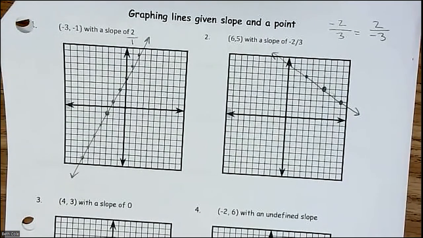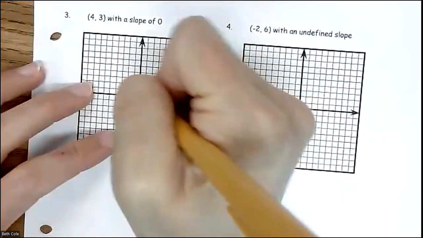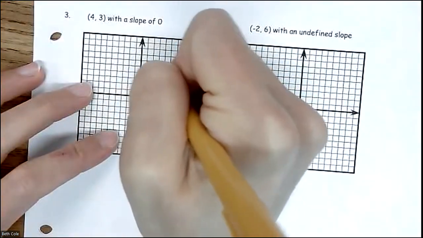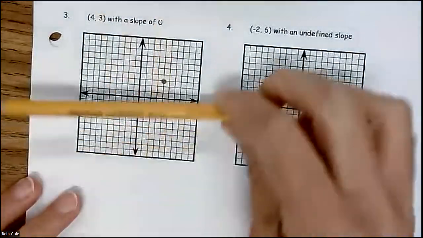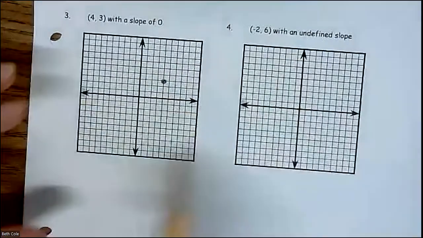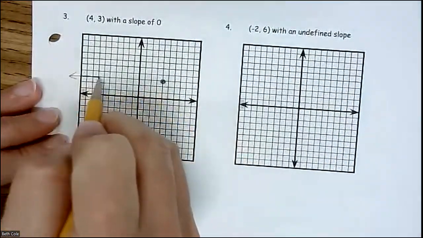These last two are actually real easy. So 4, 3, what quadrant is that in? 1. So plot 4, 3. And a slope of 0. Is that vertical or horizontal? It's which one? Horizontal. This way.